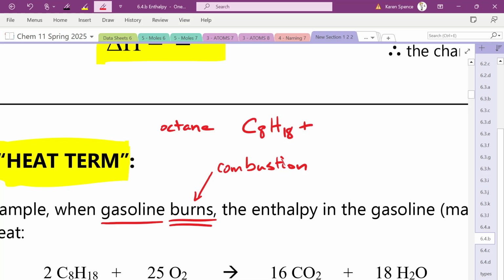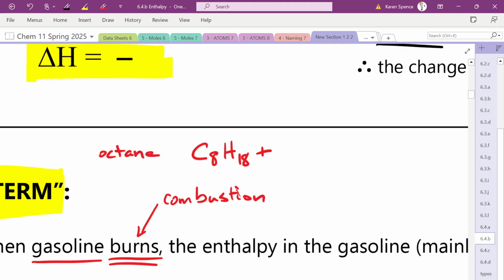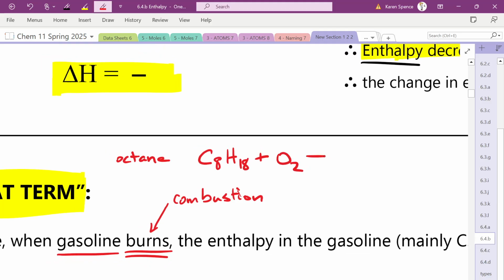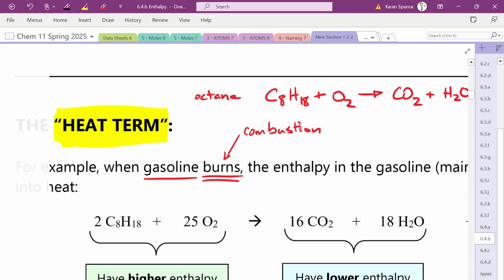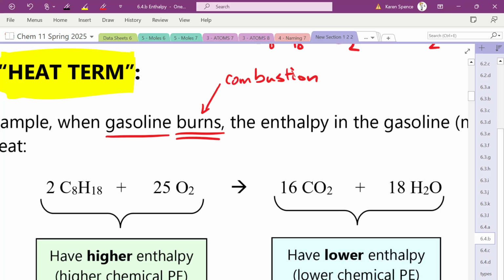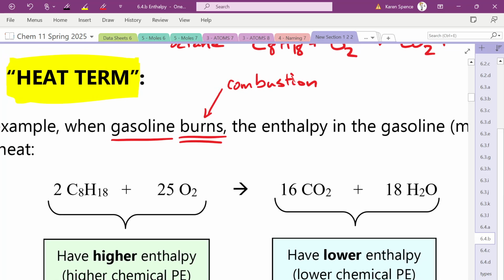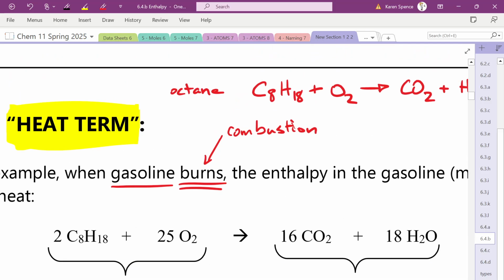Who is the other reactant in a combustion reaction? Oxygen. O2. Everybody tell me, who are the two products of a combustion reaction? CO2 and H2O. Okay, so that's just a little review of that part of the unit. We actually have the reaction written down here, and it is balanced for us already. Let's think about any combustion reaction. Are combustion reactions endothermic or are they exothermic? Are they absorbing heat or are they releasing heat?